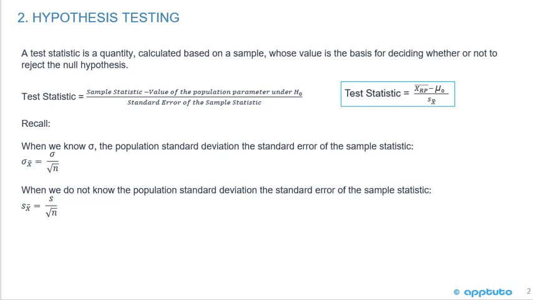We have our sample statistic minus the value of the population parameter under the hypothesis, divided by the standard error of the sample statistic. So recall from previous LOS, we learned how to calculate the standard error of the sample statistic, and that's the standard deviation divided by the square root of n.